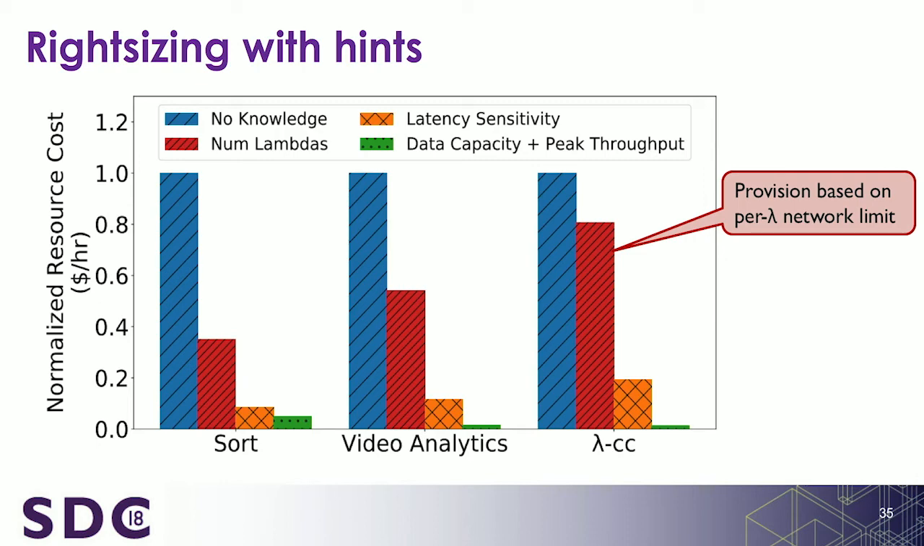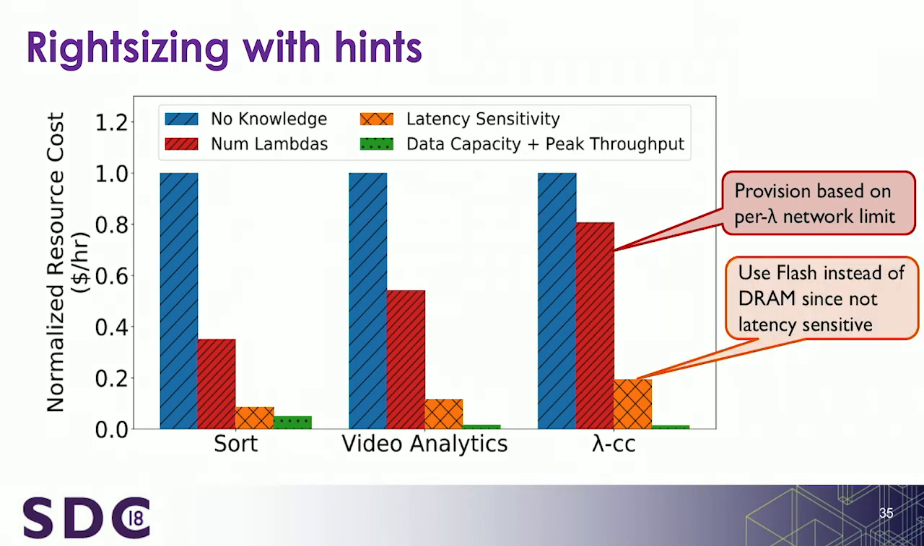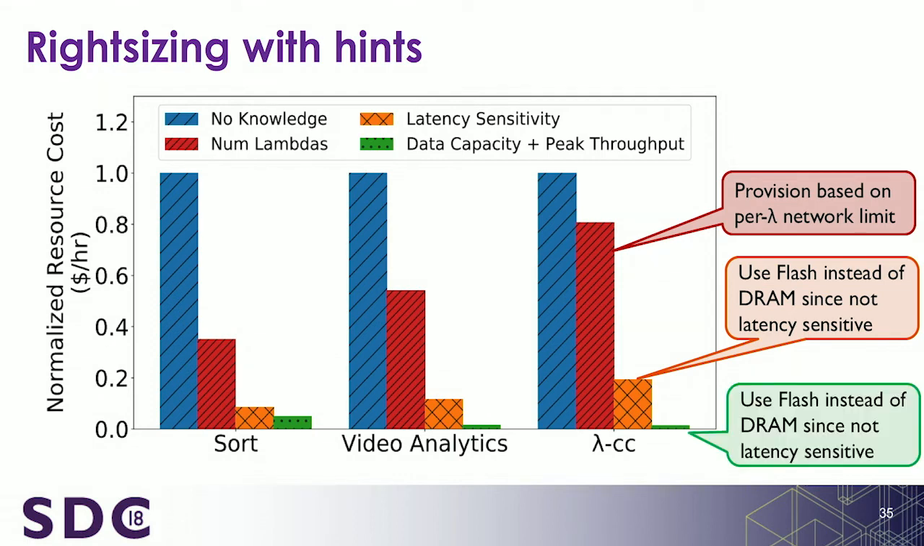If we learn the number of concurrent lambdas and we provision using the conservative 600 megabits per second per lambda as the rule of thumb, we can reduce cost as shown by the red bars here. If we also learn that these jobs are not sensitive to latency, they're actually all throughput intensive, and the distributed compilation is also compute intensive, so it is not sensitive to the latency of the storage system as much, we get further reductions in cost. And then the green bars show what if the applications told us directly the throughput and capacity requirements that they need.